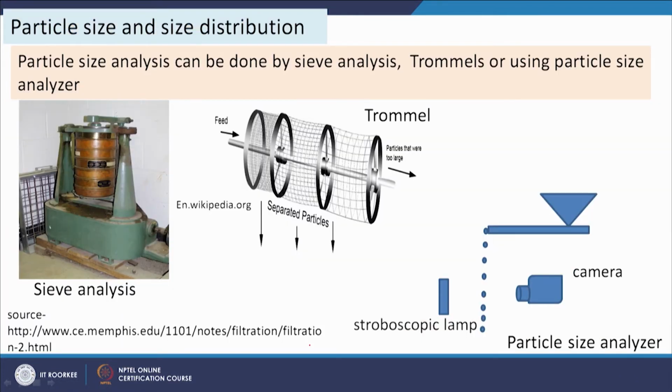Now, particle size distribution is very important, because you want to use these waste materials for different applications for recycling, and then the performance of the process will be influenced by the particle size of this material. So, particle size analysis can be done by sieve analysis, trommels, or a particle size analyzer depending upon the size of the particles. For bigger particles we can go for the trommels, for intermediate we can go for sieve analysis, and for finer particles we can go for the particle size analyzer.